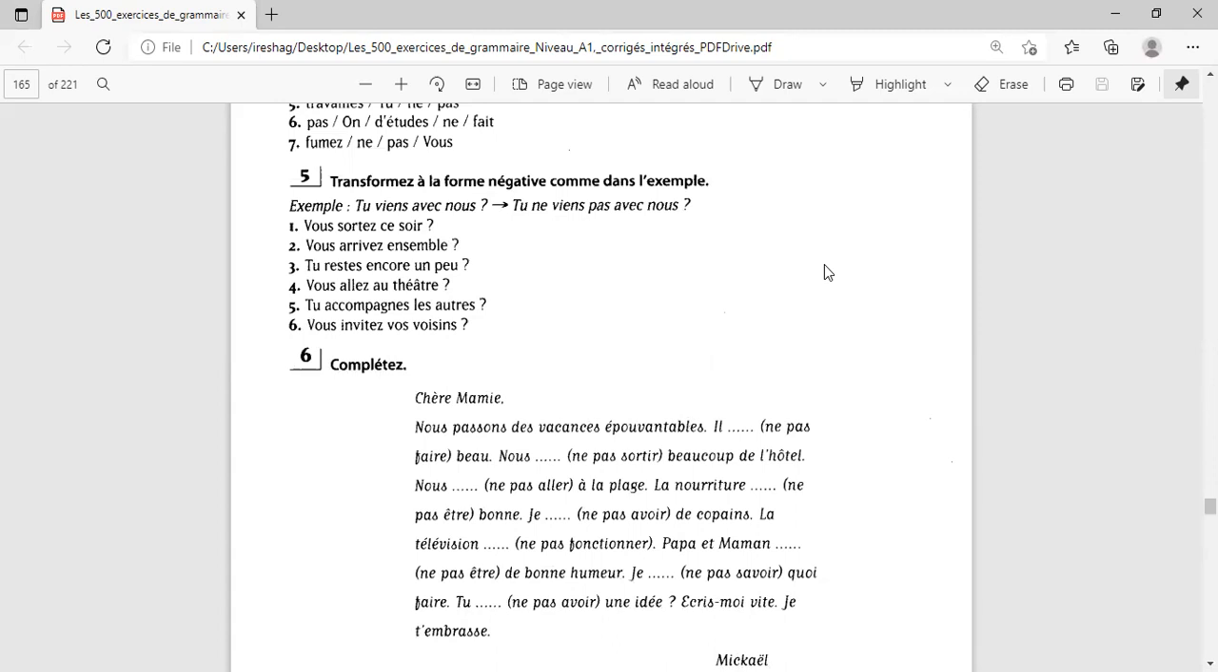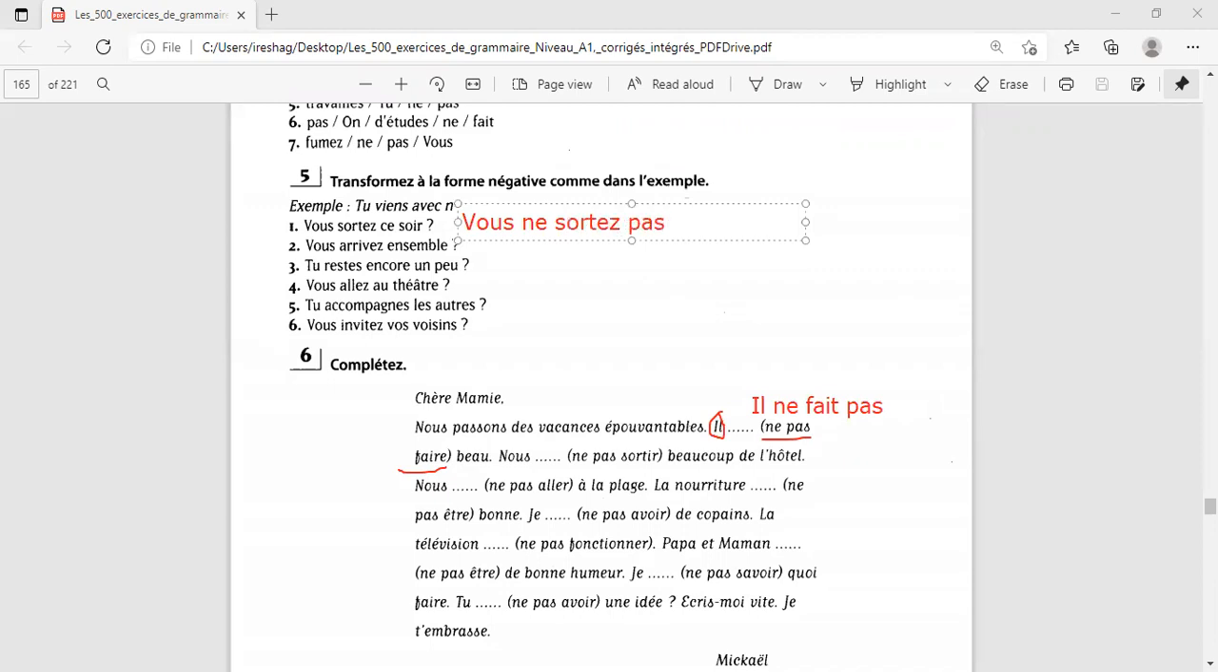And then in number 6, it's actually a postcard, a small letter. In the brackets, they have given the part ne pas faire. So you need to conjugate this faire as per the given subject. I'll give you an example. Il ne fait pas. Here you are supposed to do vous ne sortez pas ce soir. Okay, go ahead.